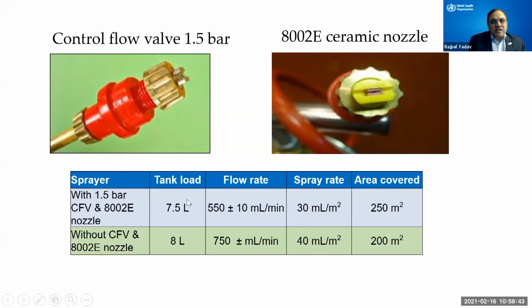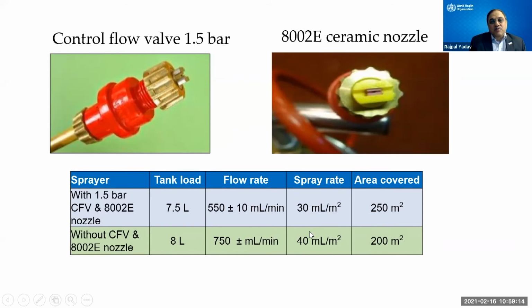So when you use this equipment, with a 7.5 liter load of liquid in a tank, you can apply 250 square meter area with 30 milliliter per square meter of spray rate or discharge rate. And this 550 milliliter plus minus 10 is the discharge rate per minute. But if you don't use it, then you need half a liter more, and you spray actually 20% less area. It is just 200 square meter with the same amount, with 8 liter of volume.